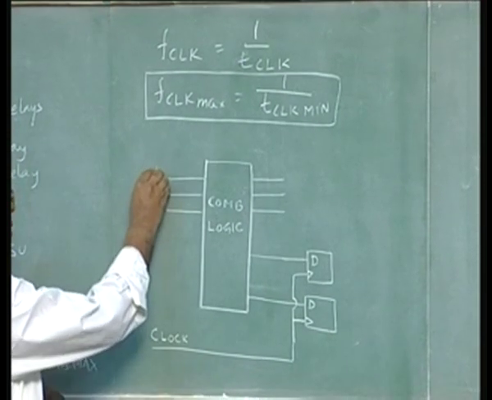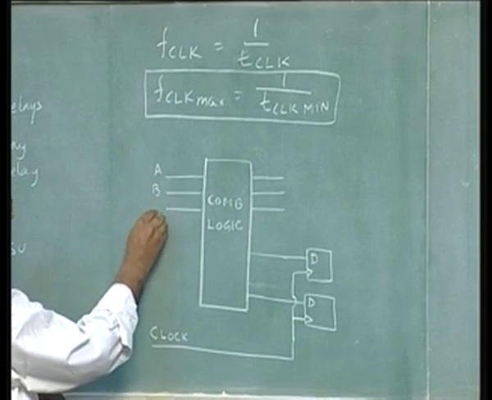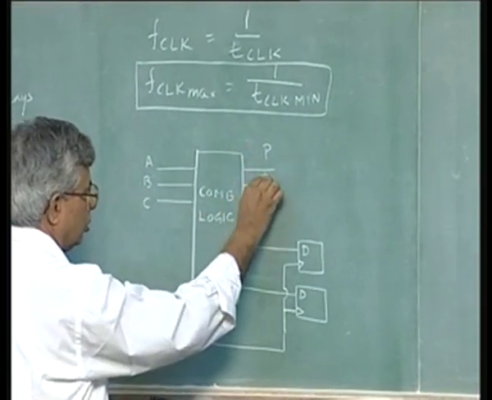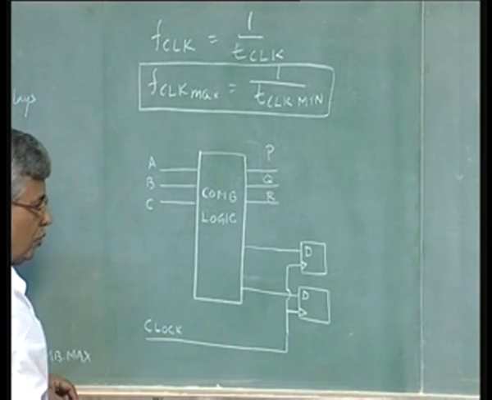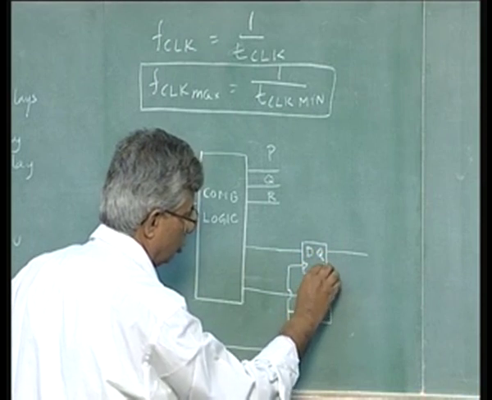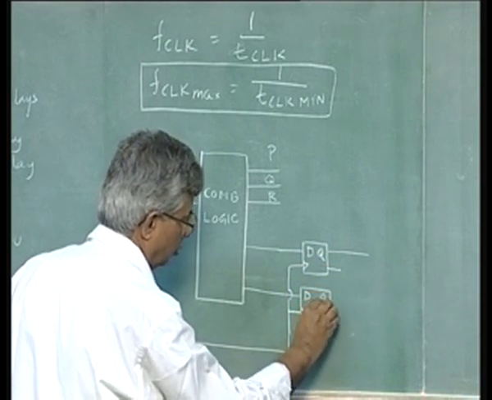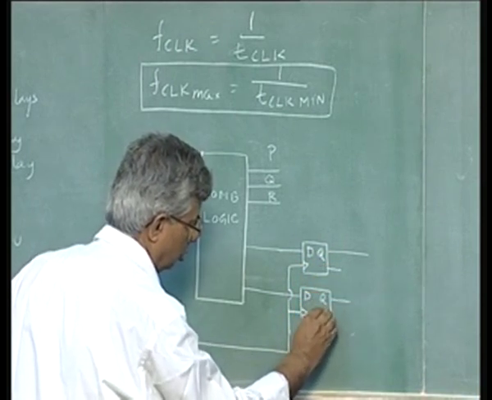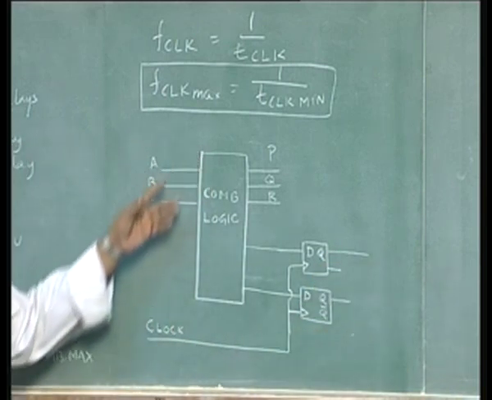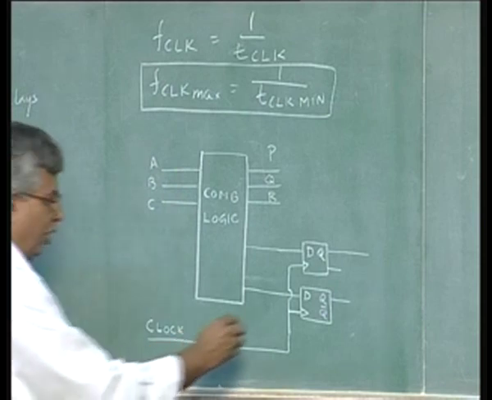So, let us call these inputs A, B, C, these outputs P, Q, R, and these flip flop outputs Q, of course there is a Q bar, which are normally required to be used again with another set of inputs, they are fed back.